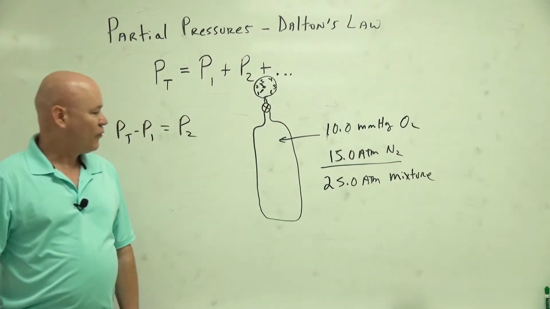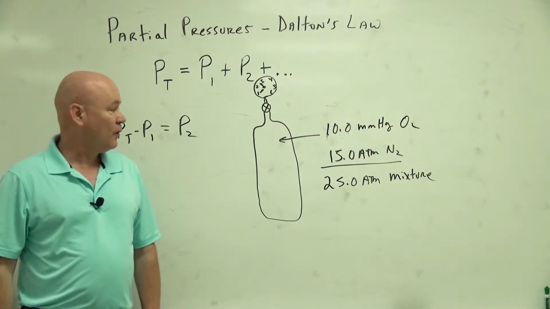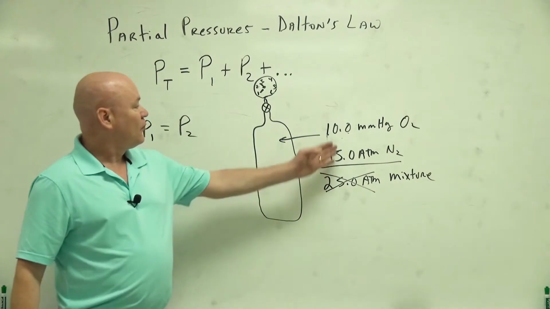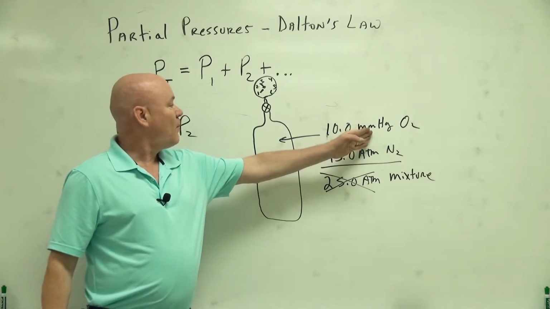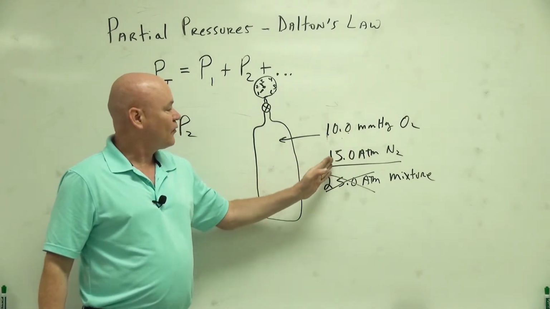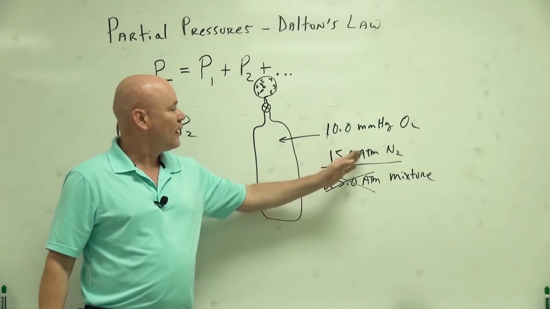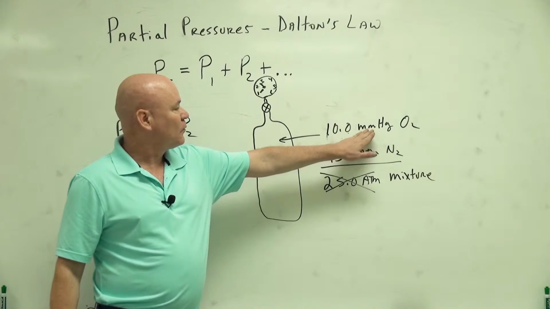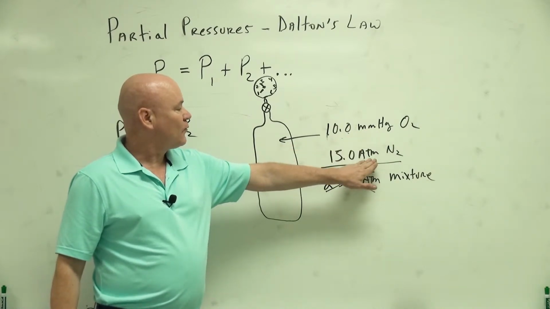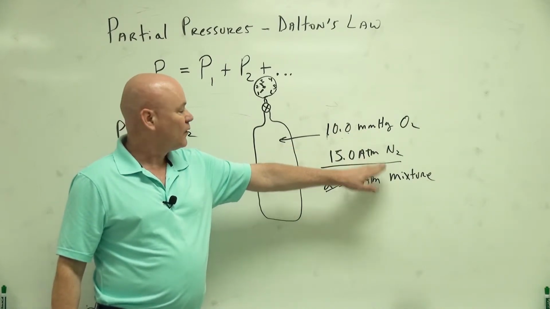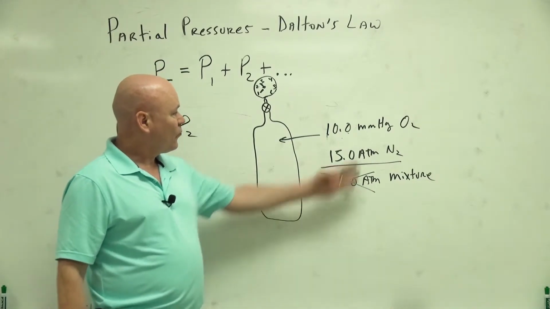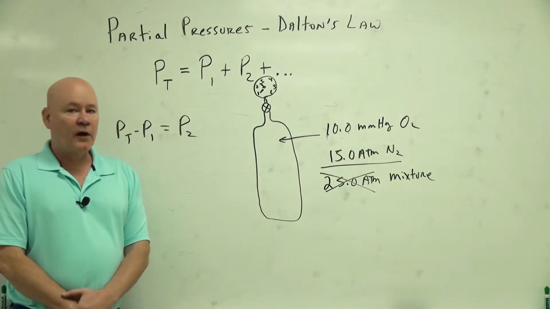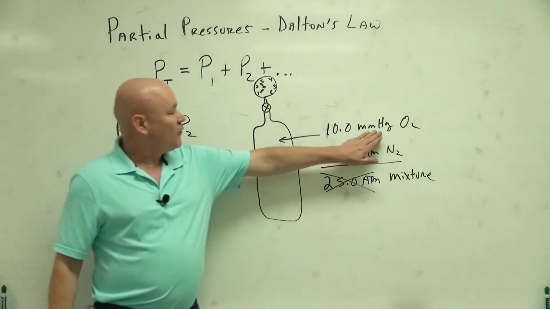Now, what do you think? Is this still true? And the answer is no, it's not true. It's not true at all, because 10 millimeters mercury oxygen, you can't just add it directly to 15.0 ATMs nitrogen. You'd have to convert this unit right here to atmospheres, or you have to convert this to millimeters mercury to get your final answer. And so the only thing about Dalton's law that you really have to be careful about that might trip you up is paying attention to the units.